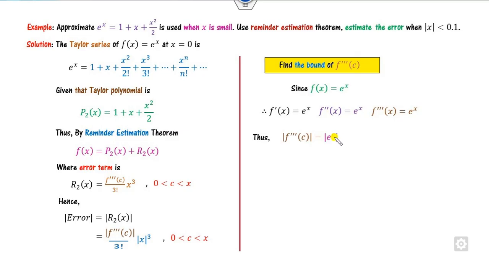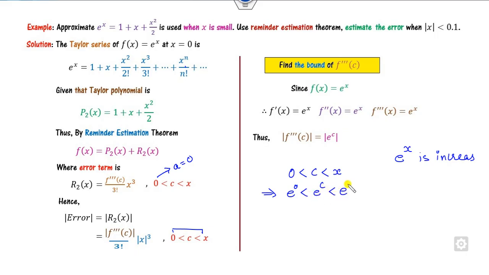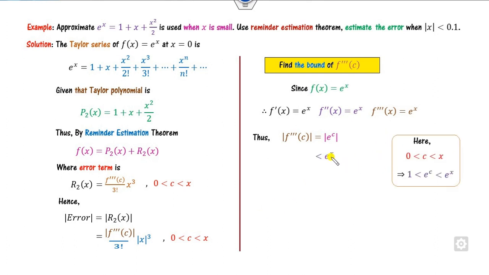Now how can you find the value of this? Look at that. Because a is 0 in this case, 0 is less than c is less than x. e raised to the power x is an increasing function, so I can write it like this. e raised to the power 0 is 1, this is e raised to the power c, and this is e raised to the power x. So this number is less than the absolute value of e raised to the power x.